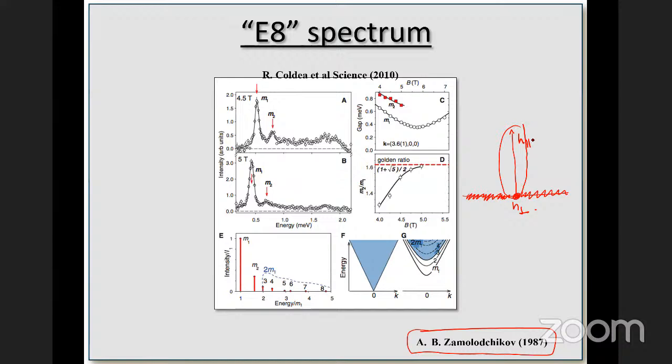Okay, and one of the important predictions he made was that the ratio of the first two excitations should be the golden mean. Here's the experimental data which shows the two energies, and it shows that as you approach the conformal point, or the perturbed conformal point, these two ratios approach (1 + √5)/2.